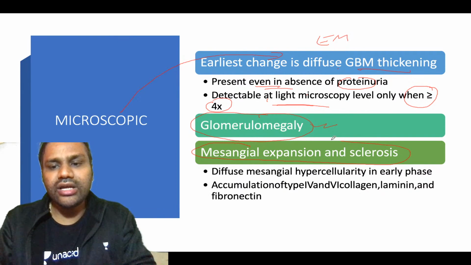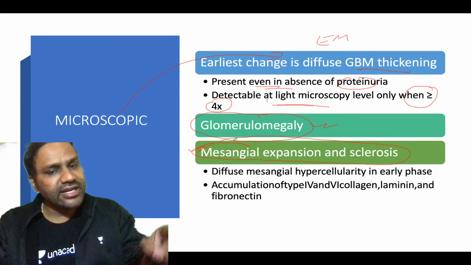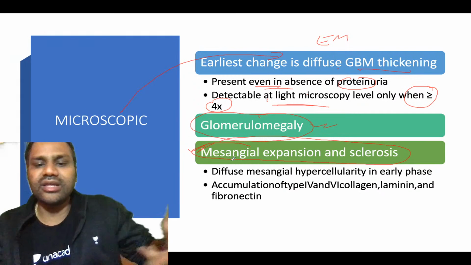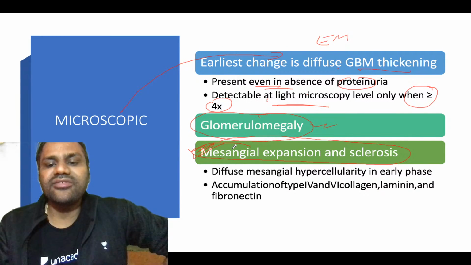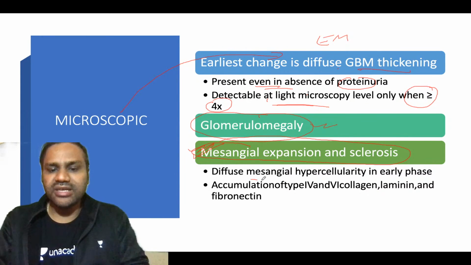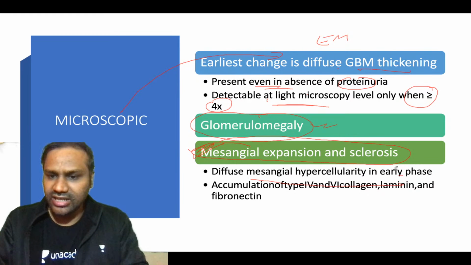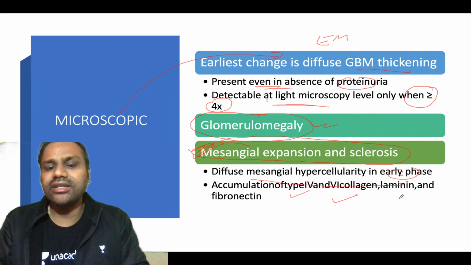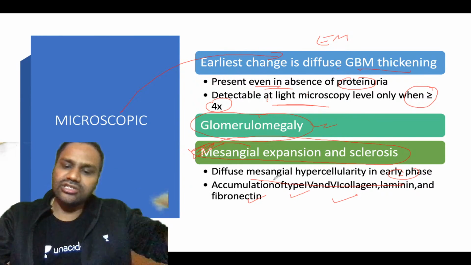So this is very much important. The mesangial expansion is related with the clinical manifestation of diabetic nephropathy. Diffuse mesangial hypercellularity will be seen in early phases, and there will be accumulation of type 4 and 6 collagen, laminin and fibronectin in that sclerosis portion.